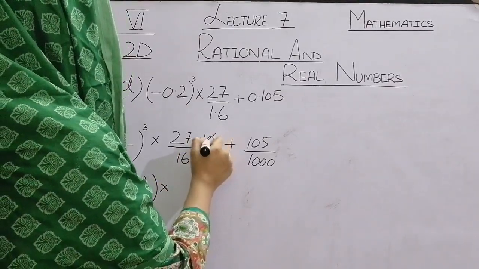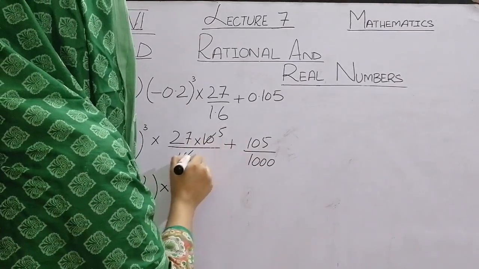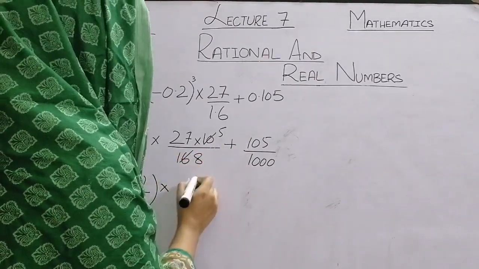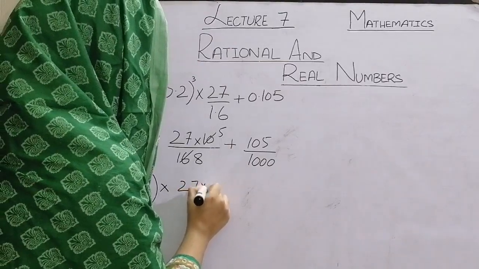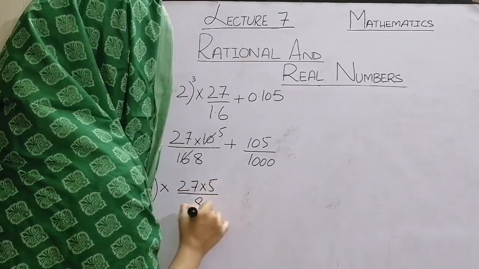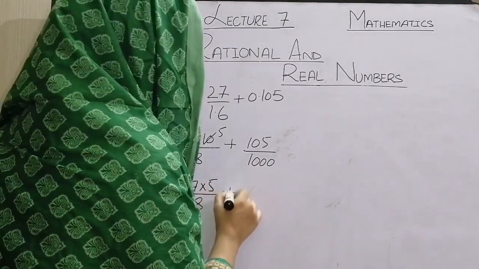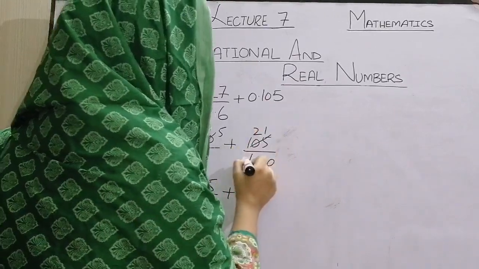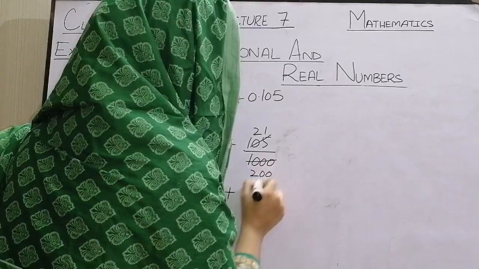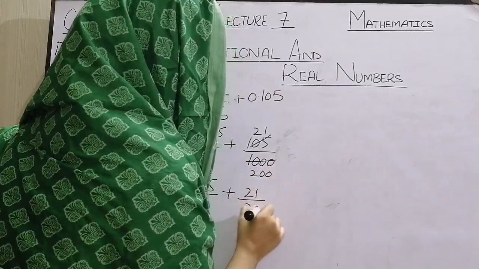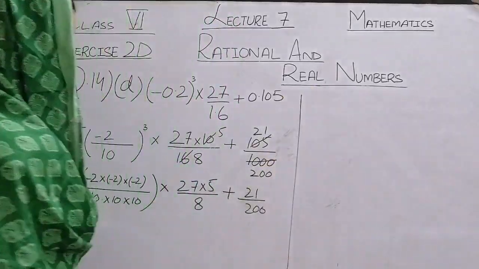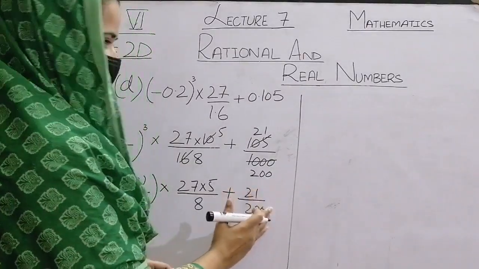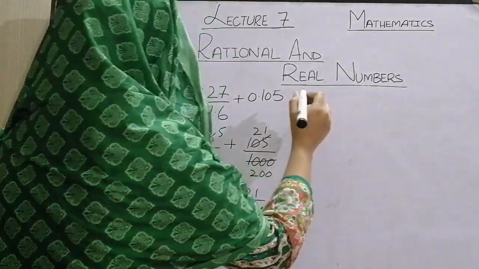Do the cancellations. 2 5s are 10, 2 8s are 16. We have 27 into 5 divided by 8, plus, do the cancellation again. 5 2s are 10, 5 1s are 5. So we are left with 21 over 200.